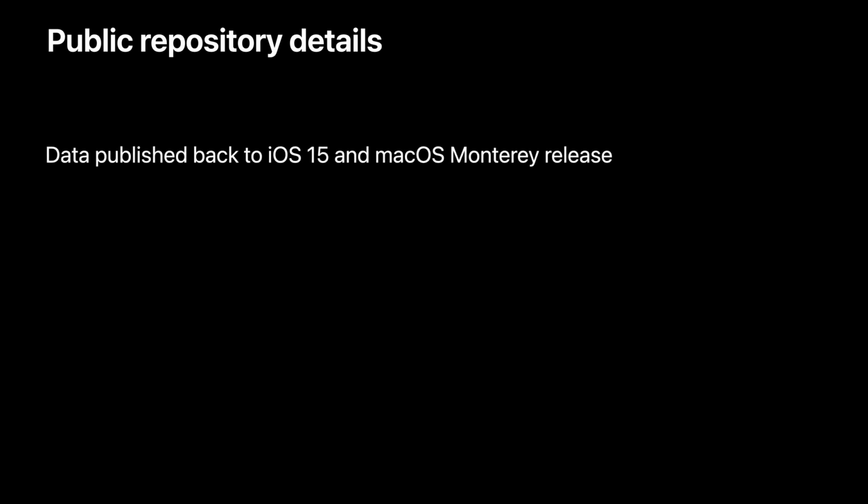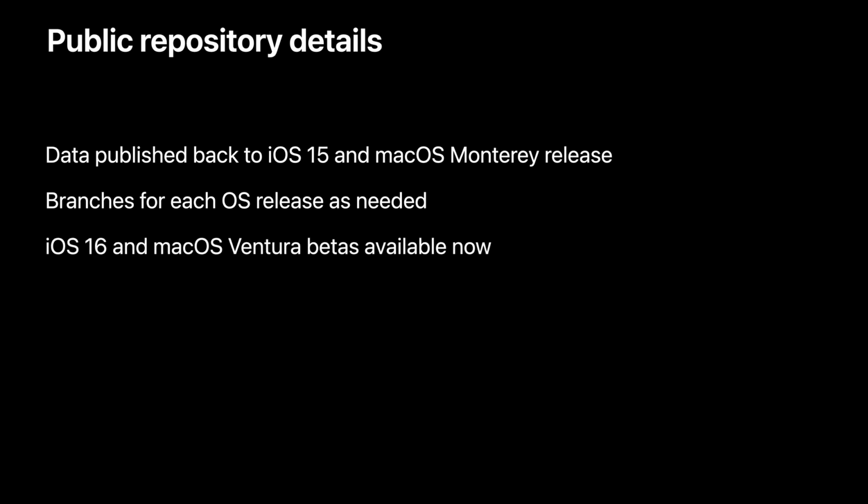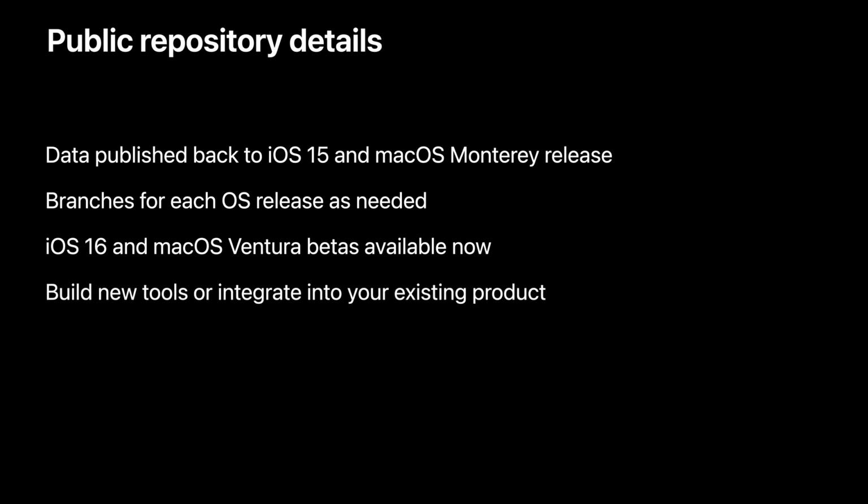Now, let's talk about some details. You will find data published back to the initial release of iOS 15 and macOS Monterey. From there, we publish new branches for each release and seed as needed, meaning that the iOS 16 and macOS Ventura documentation is up for you to check out right now. We think that there are a lot of exciting use cases for this new data, and we can't wait to see what new tools or integrations you come up with. As you start to work with this data, please use Feedback Assistant to let us know how it's going.